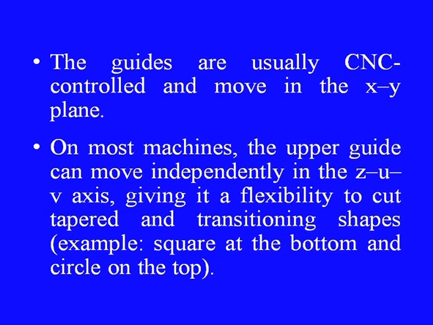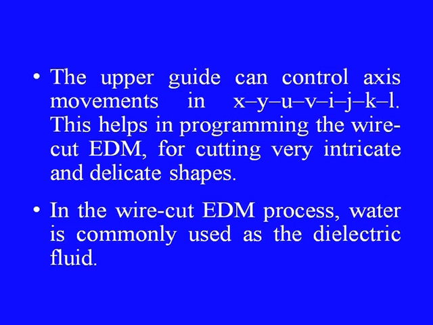The guides are usually CNC controlled and move in the XY plane. On most machines, the upper guide can move independently in the Z, U and V axis, giving flexibility to wire cut tapered and transitioning shapes, for example, square at the bottom and circle on the top. The upper guide can control axis movement in X, Y, U, V, I, J, K and L. This helps in programming the wire cut EDM for cutting very intricate and delicate shapes. In the wire cut EDM process, water is commonly used as the dielectric fluid.